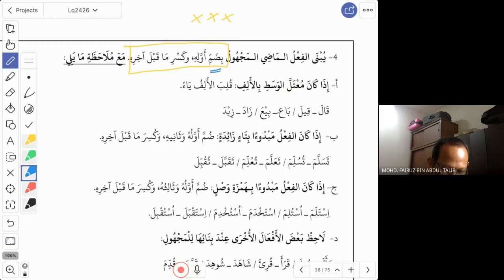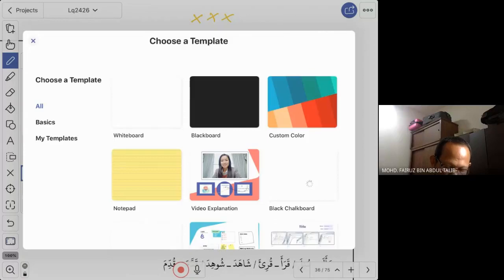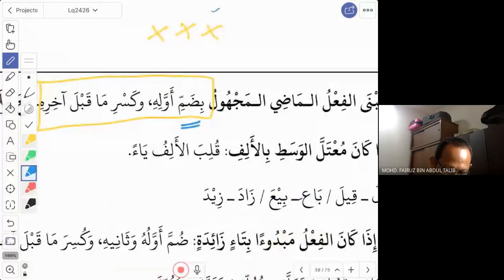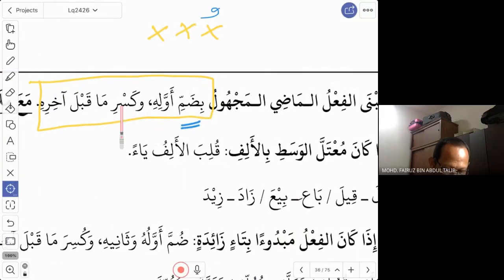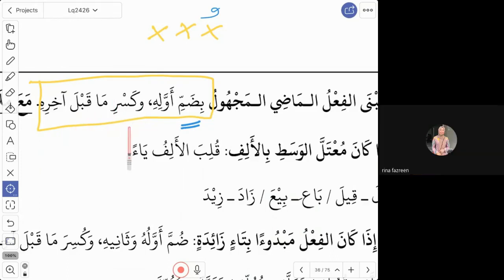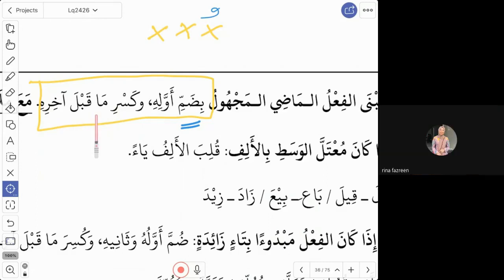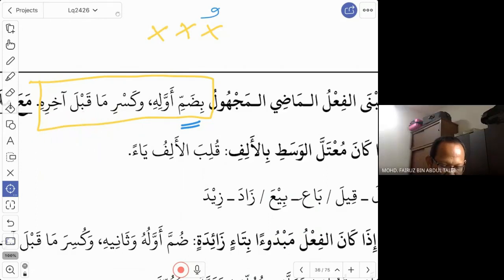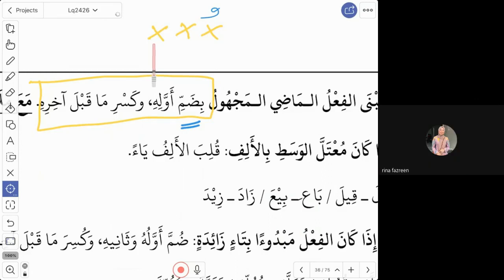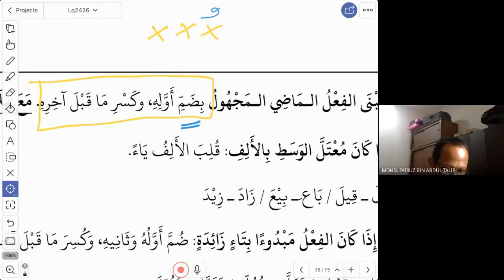Dam. What is dam? Dhamma? Baris depan. So you put a dhamma. So this must be with a dhamma. Okay. And the next one, they said wa kasri ma qabla akhirihi. Wa kasri. Okay, what is the haraka when we say kasri? Kasri is kasrah. Good. Kasri is you put that. Where do you put the kasrah? Ma qabla akhirihi. What before the last letter? This is the last letter. Where is the letter before last? This one. The ain. Good. So here you put it here.